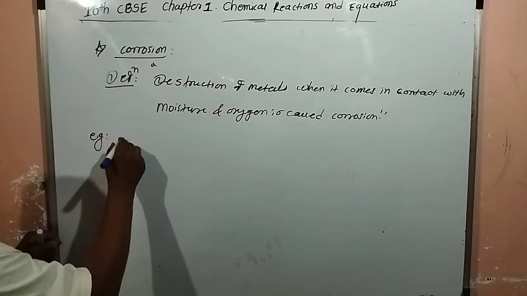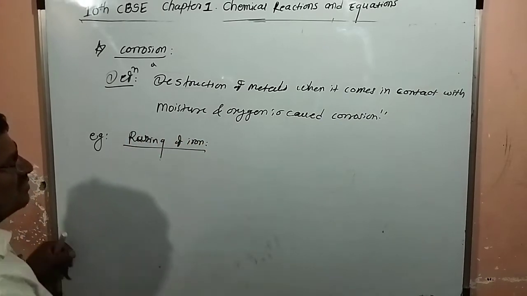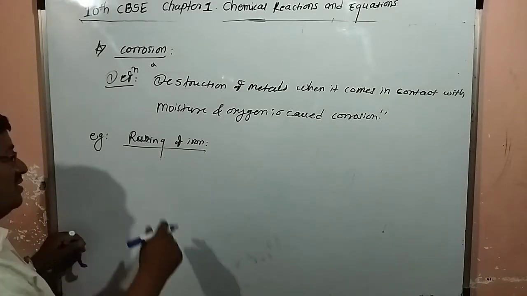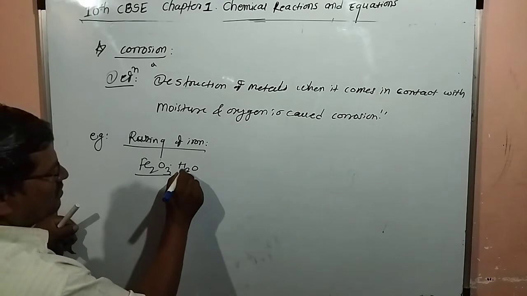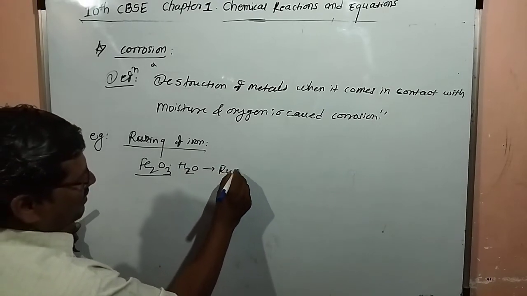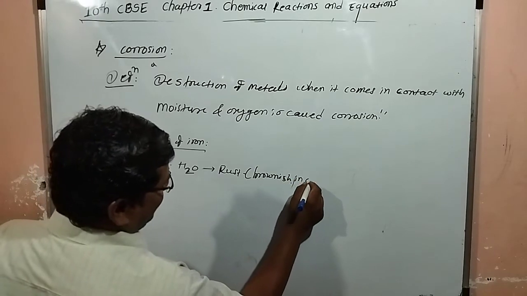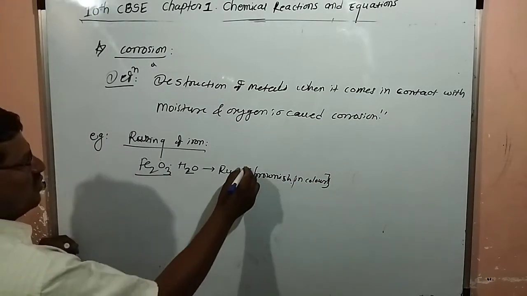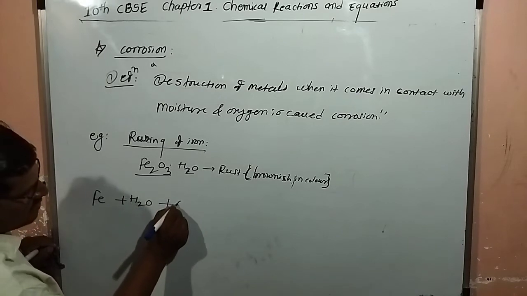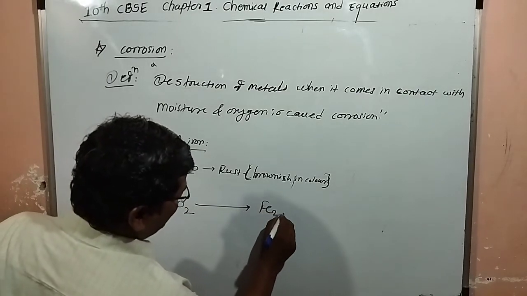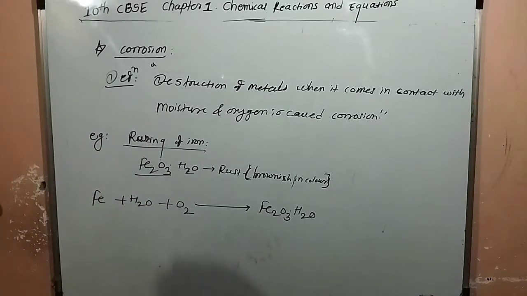Some examples are there. The first example is rusting of iron. Rust means Fe2O3 dot H2O. This is the formula for rust. This is rust only, and it is brownish in color. So how that reaction takes place, we'll see. Fe plus H2O plus O2 is forming Fe2O3 dot H2O. So we'll see.